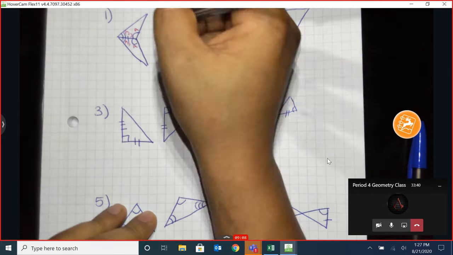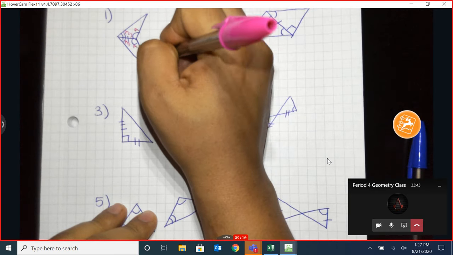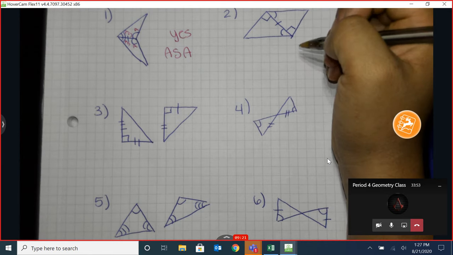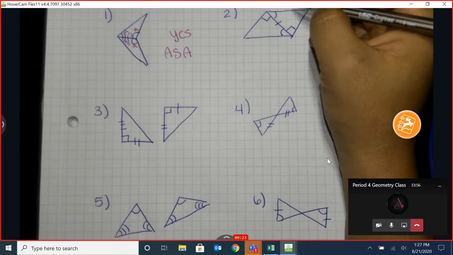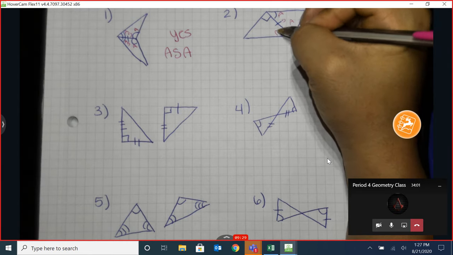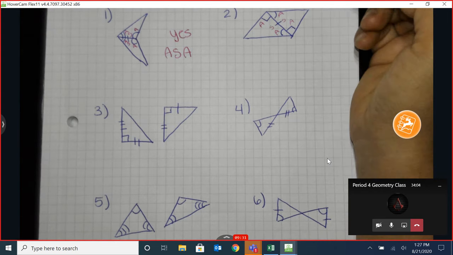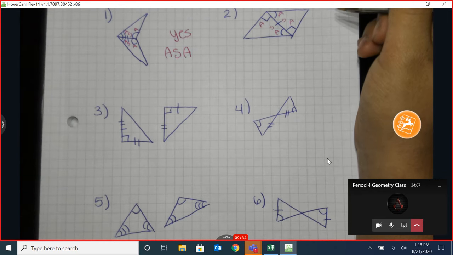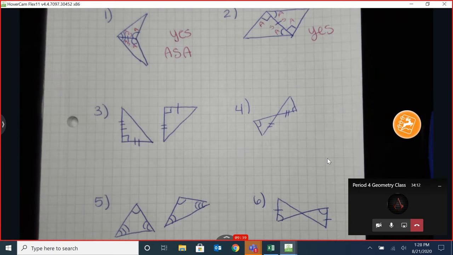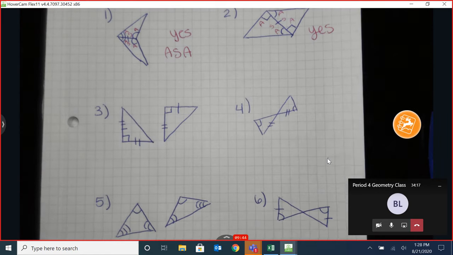So are these two congruent? Yes. Why? By angle side angle. Again, you're labeling the given. Over here, you have an angle, a side, an angle. Other side, angle, side, angle. Are these two congruent? Yes or no, guys? Yes, they are. By which rule? Angle, side, angle. That is correct. So angle, side, angle.